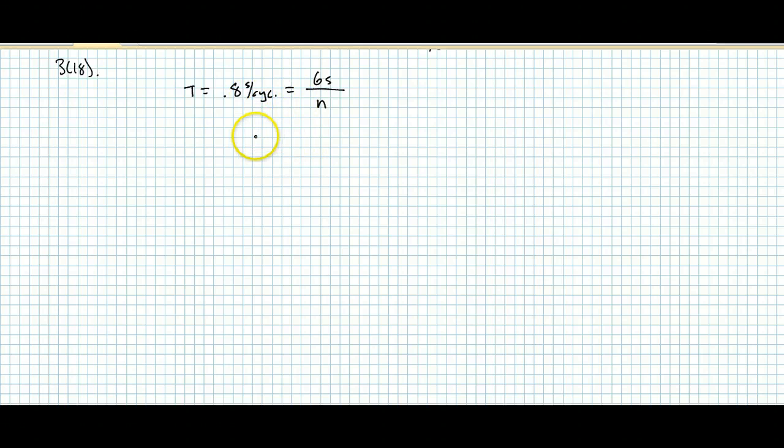So I'm going to multiply n to both sides and divide the 0.8 seconds per cycle under. Check my units, seconds cancel, cycles, denominator to the denominator, so it goes up. So we're going to get 7.5 cycles that it's going to go through.